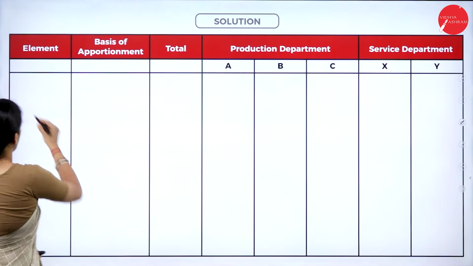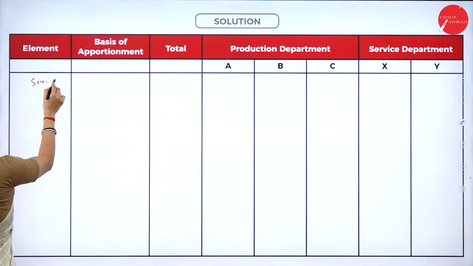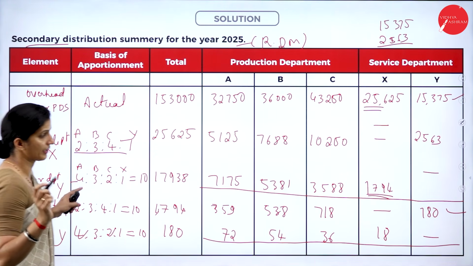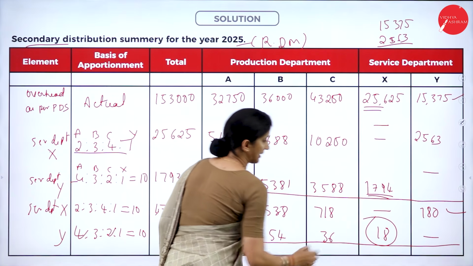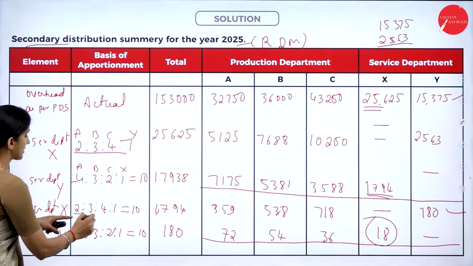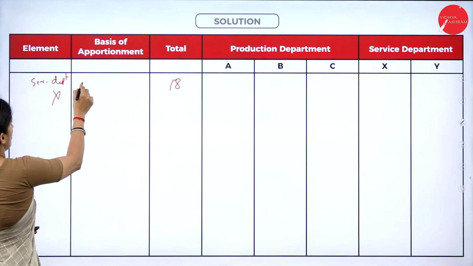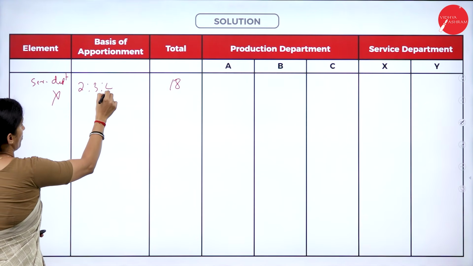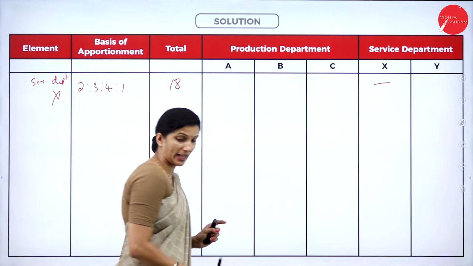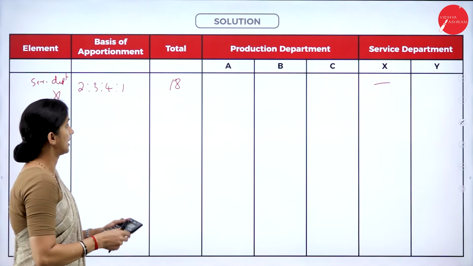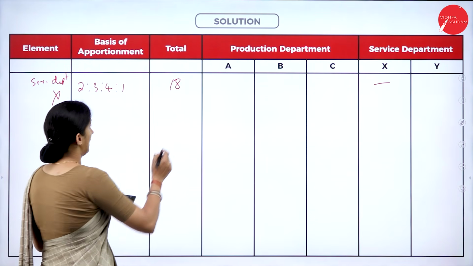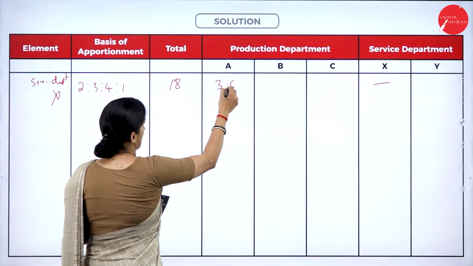Now again, we'll go service department X. What is the service department X overhead remaining now? We have 18. So that 18 will be allocated in this ratio, that is 2:3:4:1. So that means 18 you will not allocate to the X, you will allocate to the rest of the department. So that is for A, 18 into 2 divided by 10, it is 3.6.